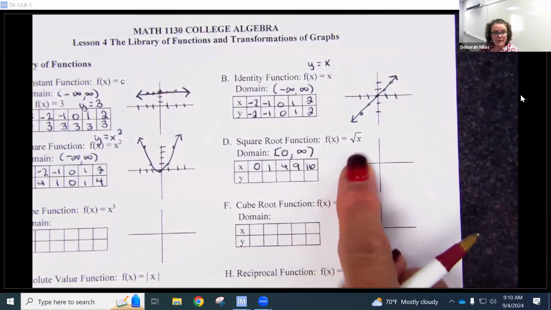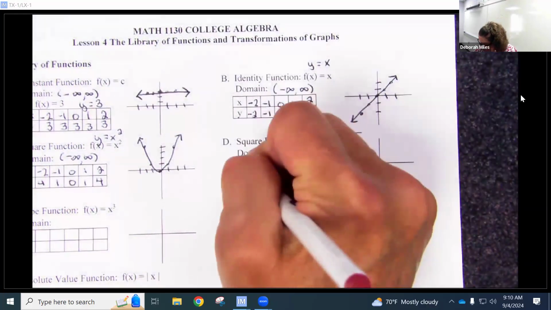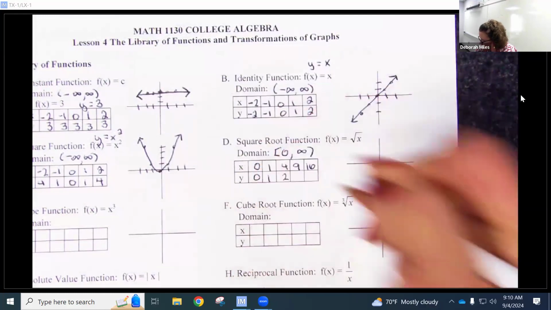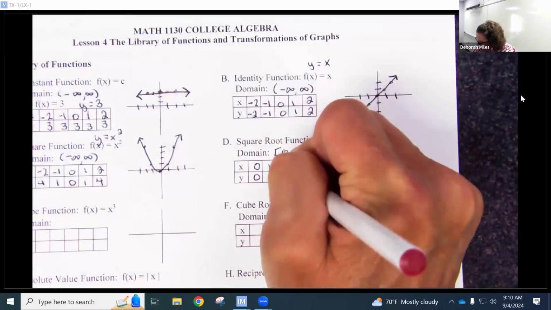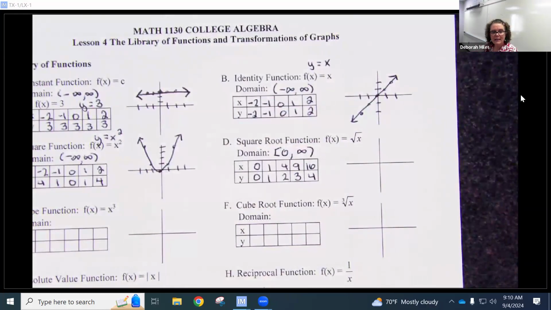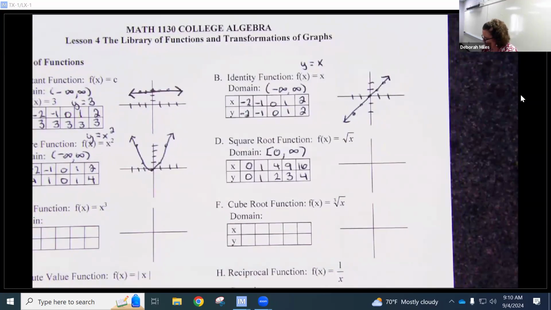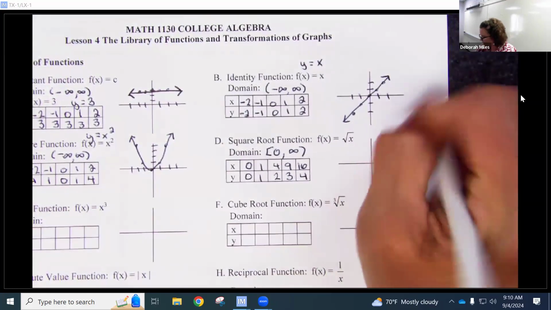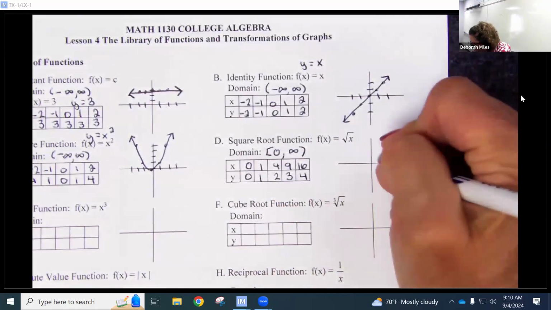Take the square root of each of those. Square root of 0 is 0. Square root of 1 is 1. Square root of 4 is 2. Square root of 9 is 3. Square root of 16 is 4. And then plot those ordered pairs. I'm not going to go all the way out to 16 on my x-axis. I'll just go out to 9.